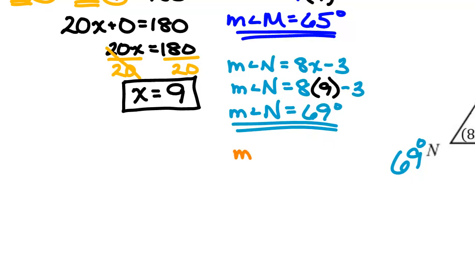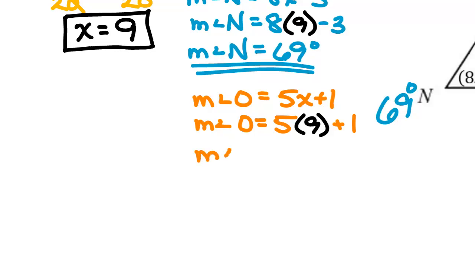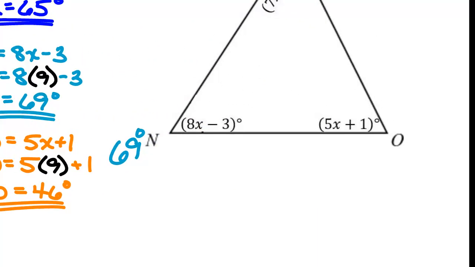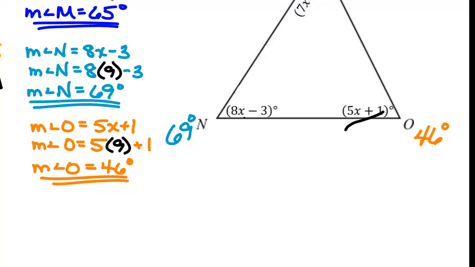And then we need the measure of angle O, which is 5x plus 1. So the measure of angle O equals 5 times 9 plus 1. What is 5 times 9? 45 plus 1? 46. So the measure of angle O is 46 degrees. So we're going to add that to our picture, 46 degrees. All right, time to put our angles and sides in order from shortest to longest.